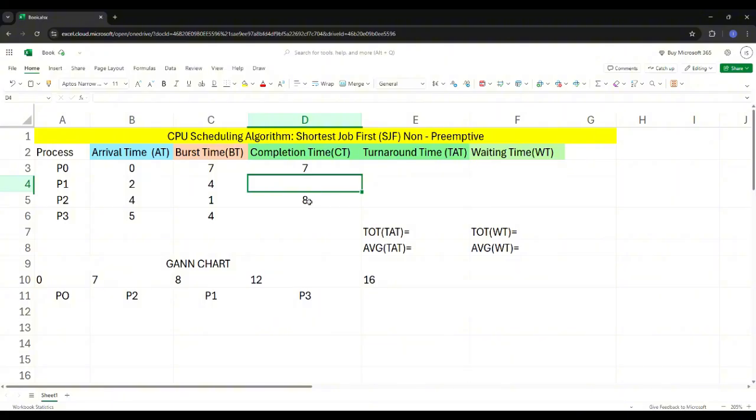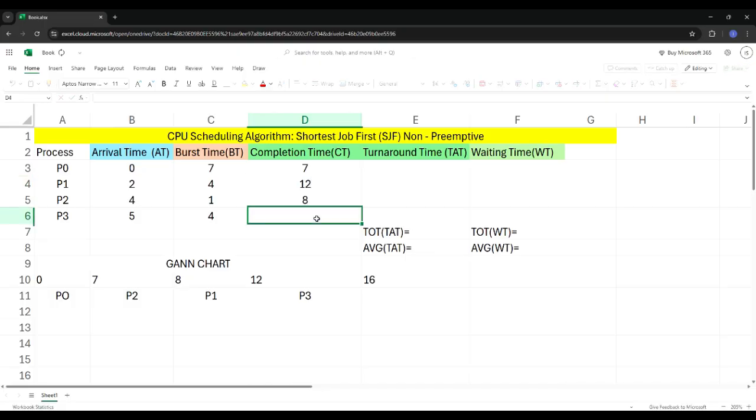Next is P1, because P1 and P3 have the same burst time. Since P1 arrived earlier, P1 is selected. The current time is 8. So 8 plus 4 equals 12. So the completion time of P1 is 12. Last is P3, the current time is 12, and the burst time of P3 is 4. 12 plus 4 equals 16. So the completion time of P3 is 16.